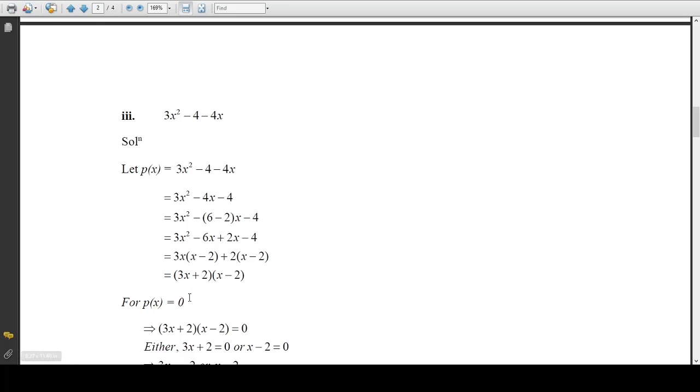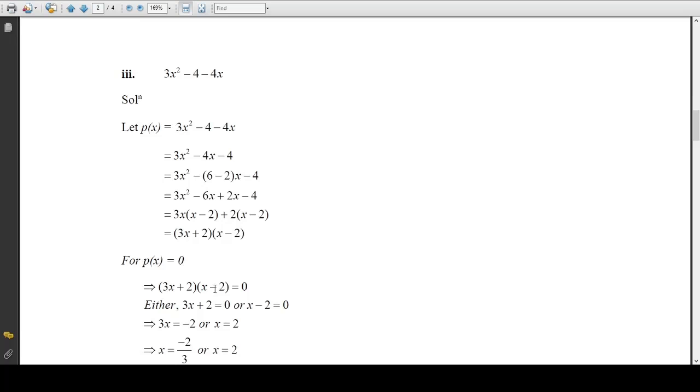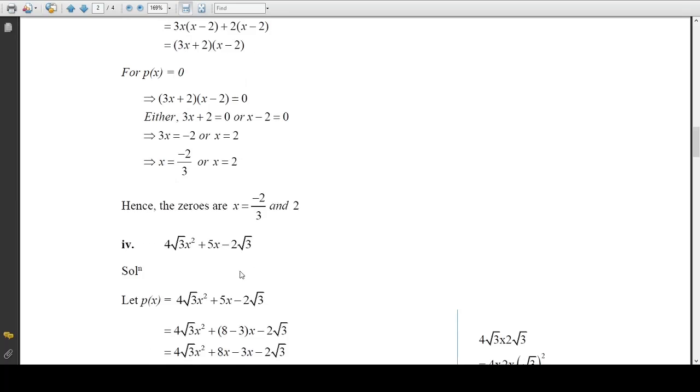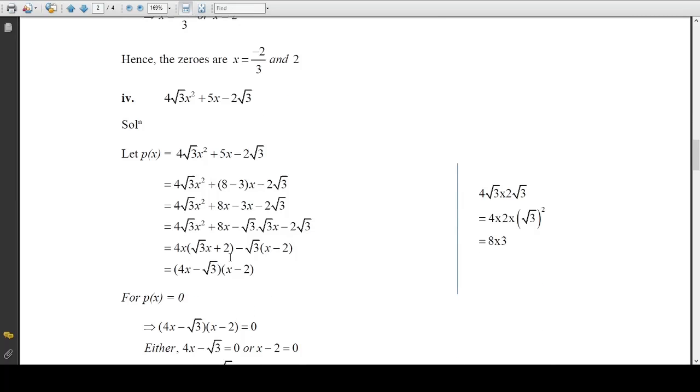Now again we have to find the zeros of this polynomial. That means for p(x) equals 0, (3x plus 2)(x minus 2) should be 0. That means either of these two factors should be 0: 3x plus 2 should be 0 or x minus 2 should be 0. Now taking this plus to the right side, it will become minus, and this minus will change to plus. Then x will be minus 2 by 3 or x equals 2. Hence the zeros of this polynomial are minus 2 by 3 and 2. Clear? Now going to the next, number 4.